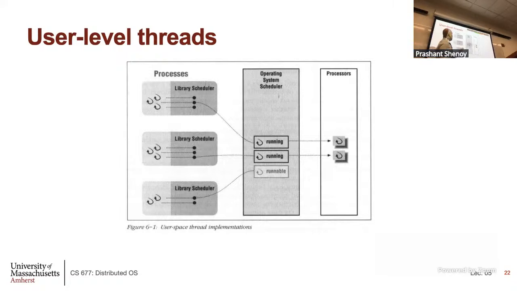The OS picks a process, then the library scheduler inside the process picks a thread for execution, and then you're done. Is that clear? And you will see that the OS doesn't know there are three threads. So it will only pick this process once and it will only run on one core. It will never have two threads from the process running on two processors at the same time.